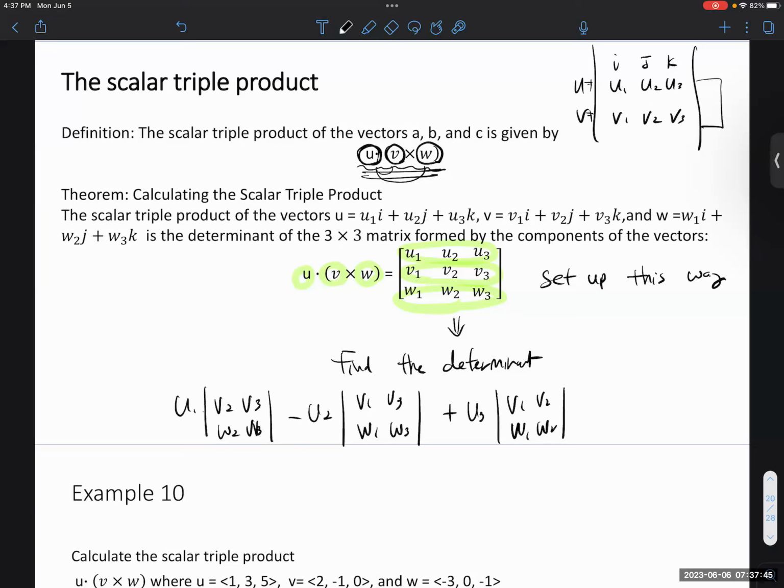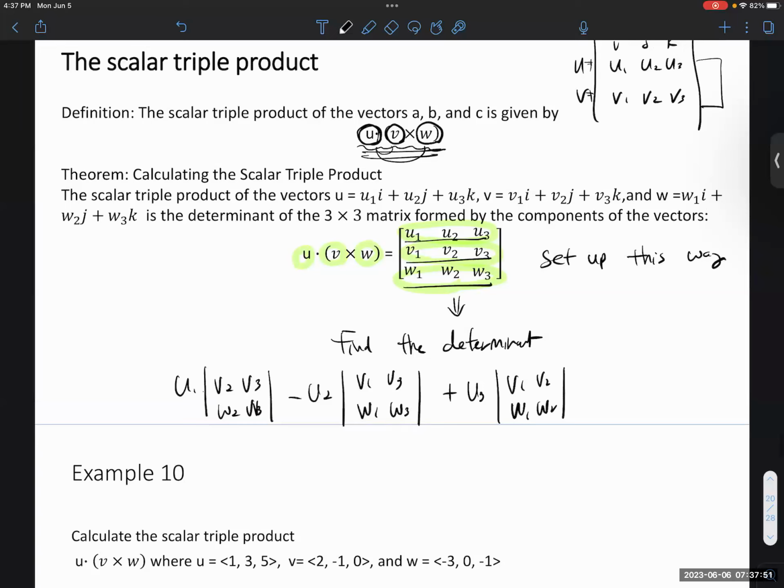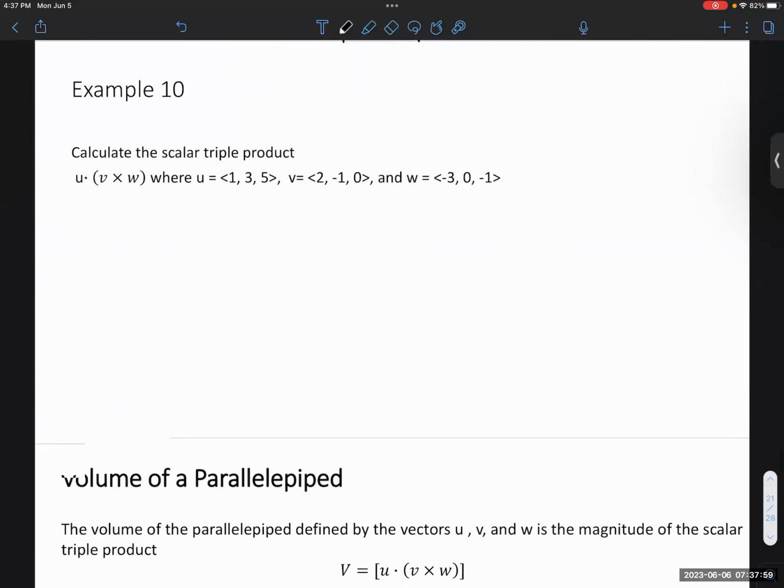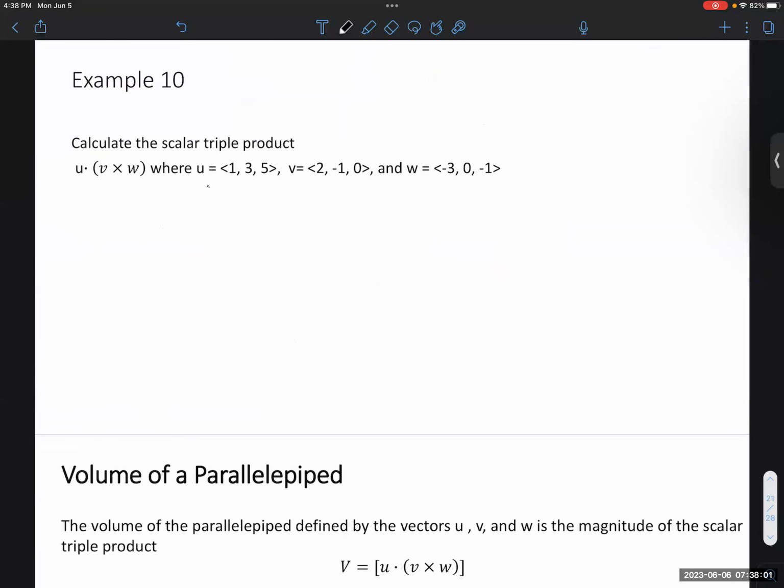the cross product by setting up each vector horizontally. We also call one of the vectors a scalar because this can be the distributive property. So anyway, let's take a look at the example quickly.